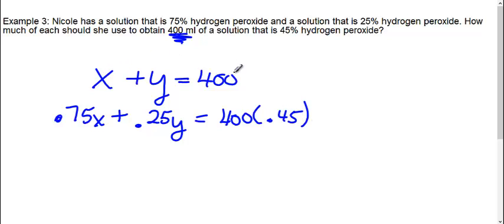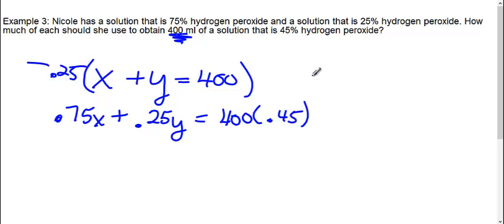So again, the first equation involved how much total of both solutions we had, and the second equation, how much hydrogen peroxide each solution contained. All right, so here we need to use either substitution or elimination. Again, I'm more of a fan of elimination just because I think it's less work. So I'm going to multiply everything by negative 0.25 because I want it to cancel.